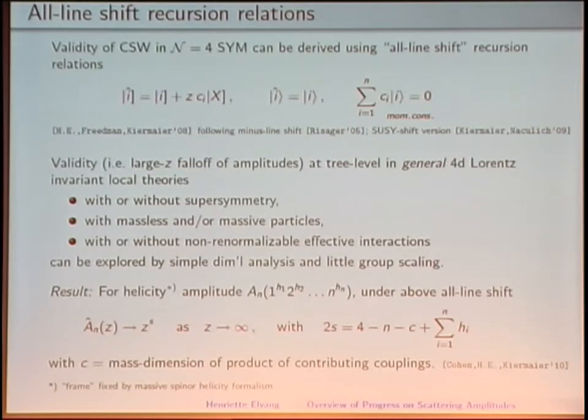Now, we can exploit dimensional analysis and something called little group scaling to find a sufficient condition for when these all-line shift recursion relations are valid. And it turns out to be a very simple condition just involving the number of particles, the sum of the helicities of the external particles, as well as the mass dimension of the product of the coupling constants that contributes to the process. Now I should say that in the case where we're studying massive particles, what I mean by helicity is helicity in a fixed frame that I use to define these spinor helicity amplitudes.